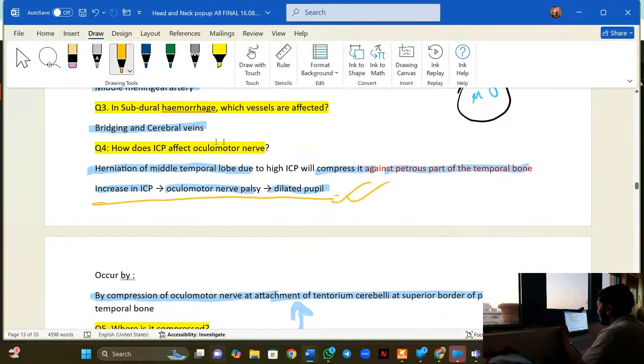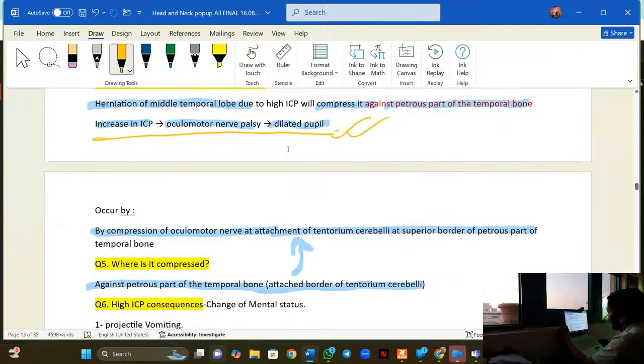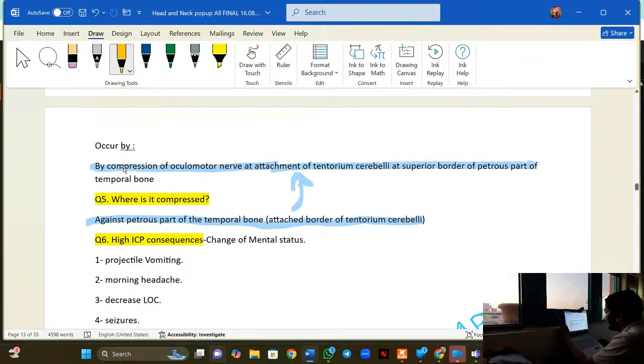How does increased ICP affect the oculomotor nerve? Herniation of the medial temporal lobe due to increased ICP will compress it against the petrous part of the temporal bone, causing oculomotor nerve palsy. The patient will have a dilated pupil, caused by compression of the oculomotor nerve at the attachment of the tentorium cerebelli at the superior border of the petrous part of the temporal bone, where it is compressed against the petrous part of the temporal bone.